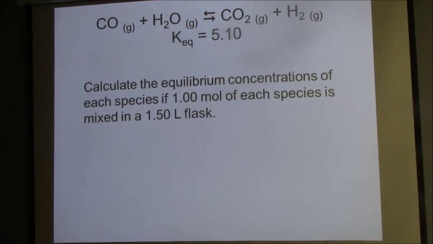So here's a problem. And I've given you the value of K, but I haven't given you any information about concentrations. So we don't know how much is in there at equilibrium. All we know is how much we're starting out with. The problem says that I have 1 mole of each reactant and each product, and I put them into a 1.5 liter flask. So I know how much I have initially, but I have no clue how much is there at equilibrium. So we're going to have to use an ice table to figure out how much is there at equilibrium, and then go from there.